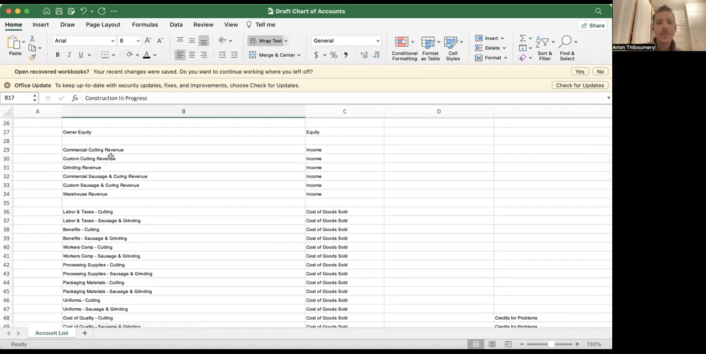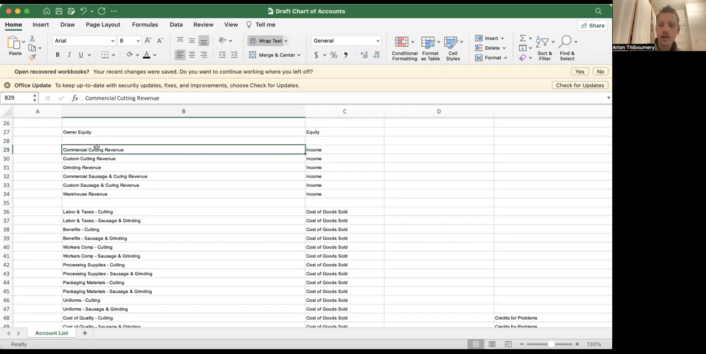Equity, I like to separate income into different classes and by department. One of the things I've talked about many times over the years at NMPAN is trying to get your revenue classes and your cost of goods classes to line up. So for example, I like to take cutting and slaughter revenue and pair it with cutting and slaughter expenses. And I like to take sausage and curing revenue and pair it with sausage and curing expenses.